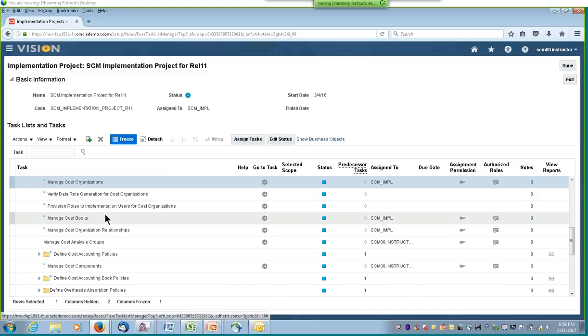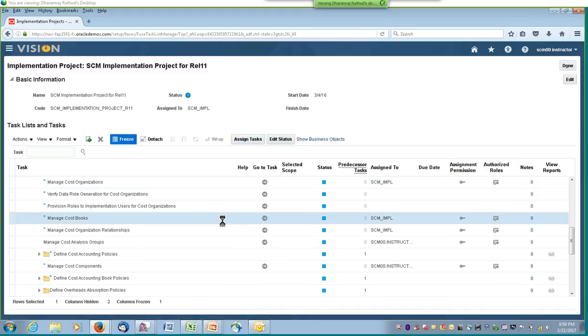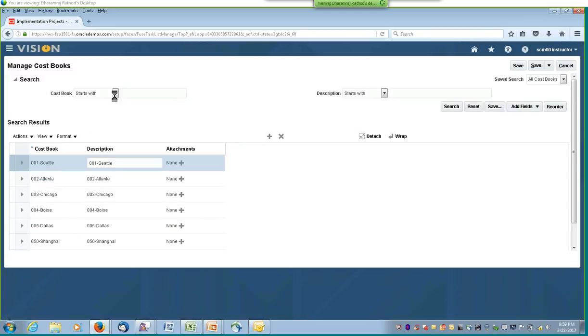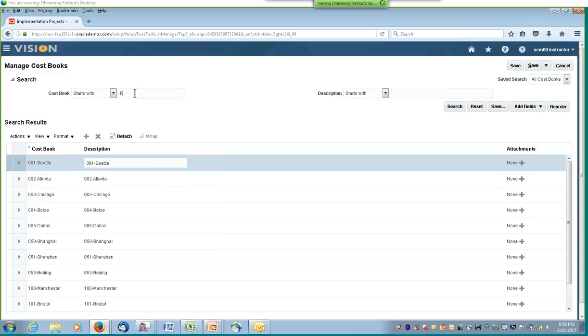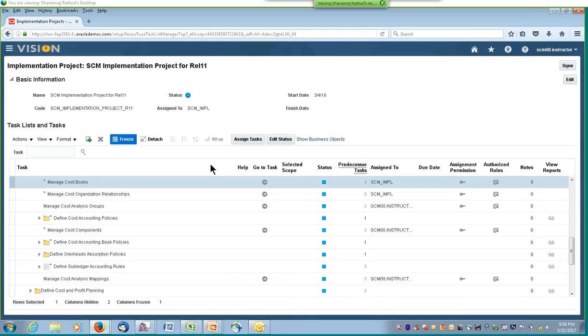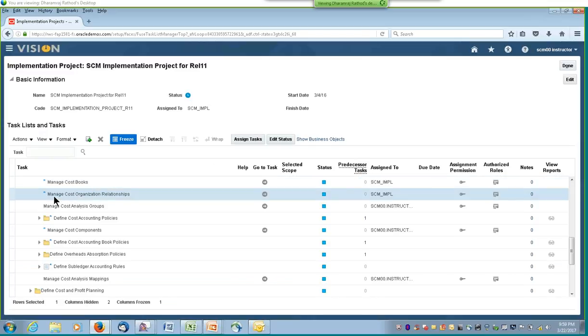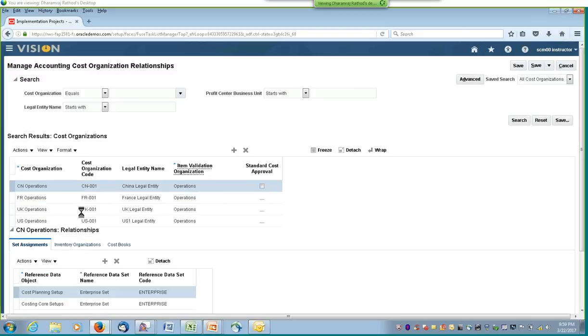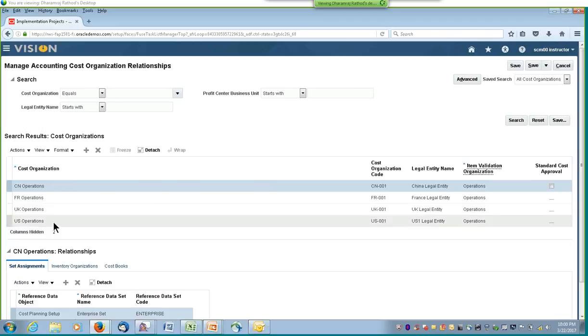And you could have a cost book. So I'll go over cost book. That cost book also would be plain text. You would go create the cost book, and for example, I'll talk about a cost book called financials. So financials is the cost book, just cost book and description, nothing great. But the important setups would come here in the task called manage cost organization relationship. This is where you would be able to associate various inventory organizations to your cost organization.